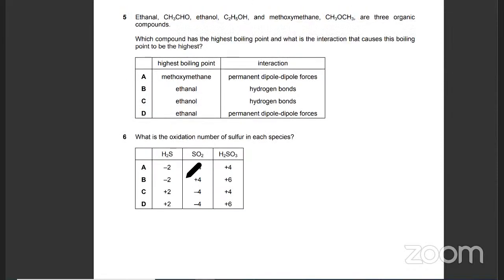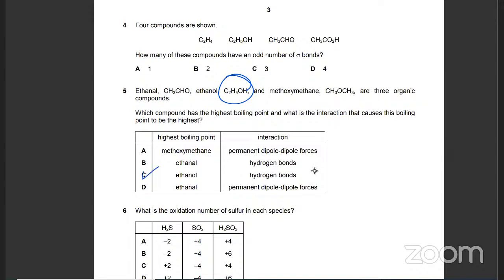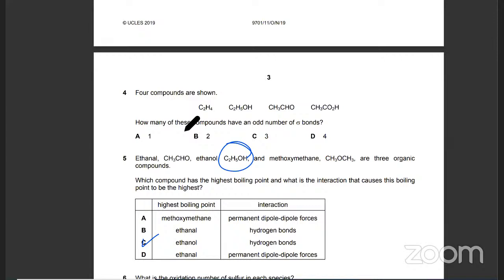So we can do this one. We'll skip this one. Ethanol and these are 3 organic compounds. Which compound has the highest boiling point, and what is the interaction? Which one out of the 3 has the highest boiling point? Ethanol. And why? Hydrogen bonds. So you've got this one. How many of these compounds have an odd number of sigma bonds?